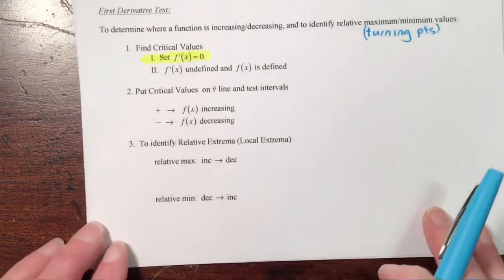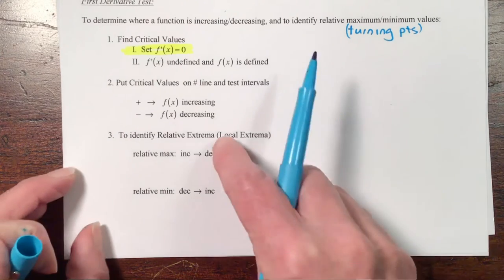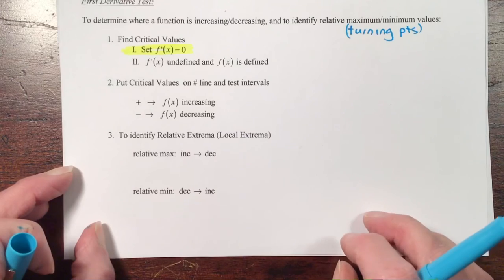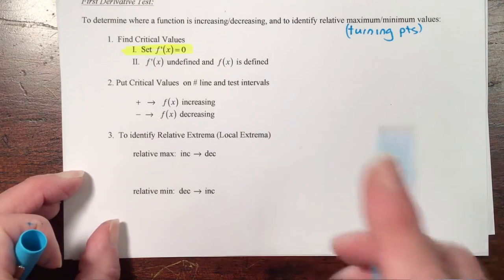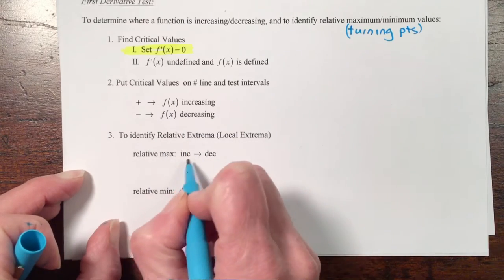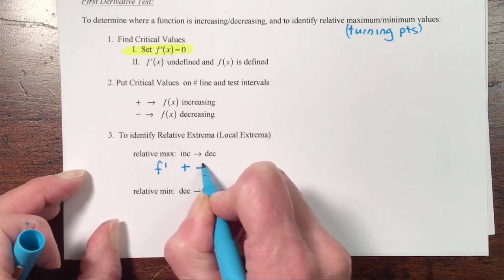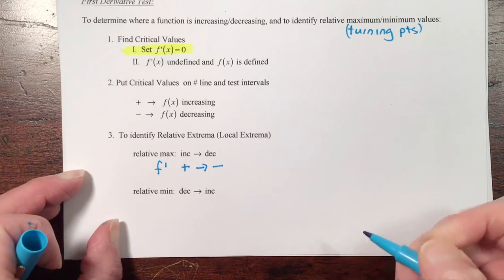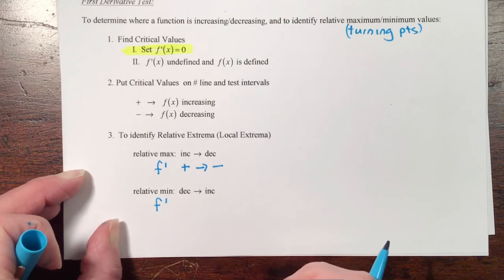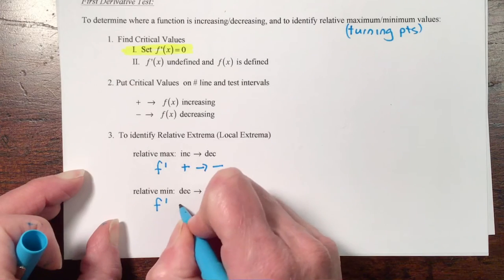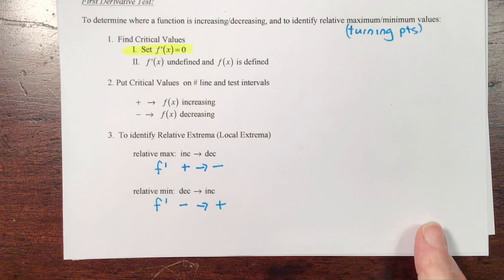And lastly, if we're asked to, we're going to identify any relative extrema. Okay, extrema means we're including both. We don't know which one we're looking for, so we're going to identify what we call relative maxes or relative mins. If it's a relative max, the function will go from increasing to decreasing, or we will see a plus to minus on our number line. And if it's a min, our function goes from decreasing to increasing. In other words, we're looking for where our number line changes from negative to positive.